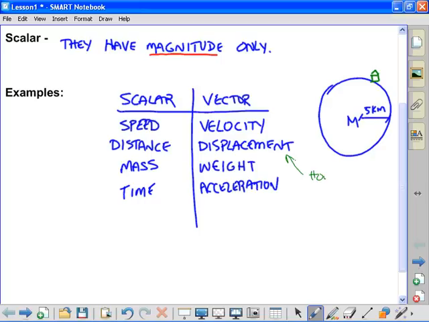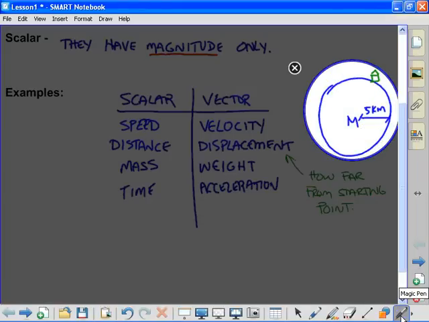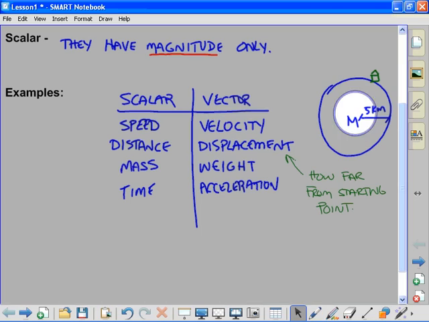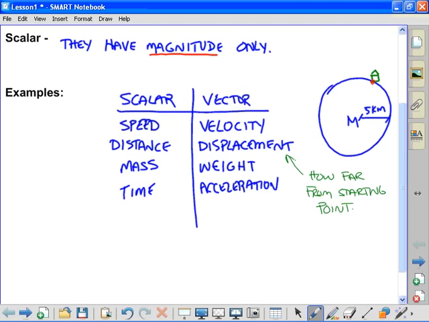So how far from starting point. So the example I have up here, take a quick look at what's up on this corner here. If I was going around a circle and I started here, let's start at home here, and I went around this large circle, and this circle, let's say, is 100 meters.